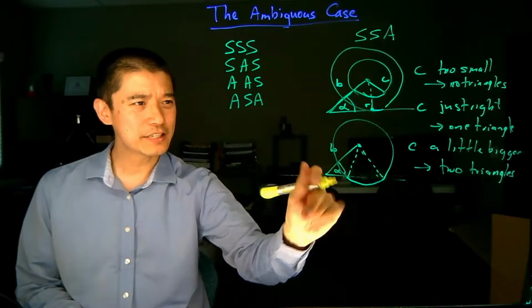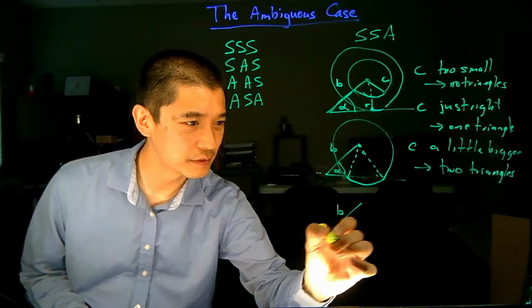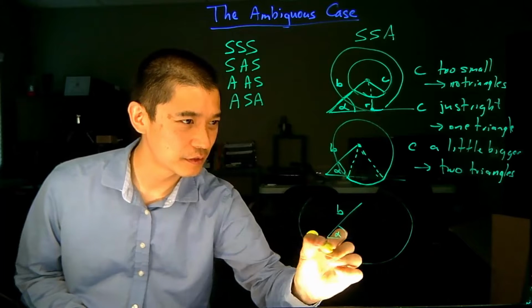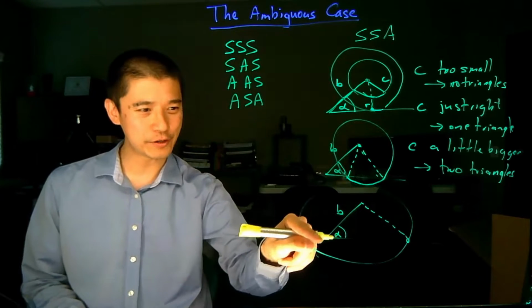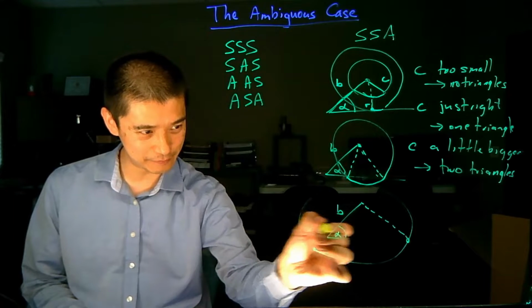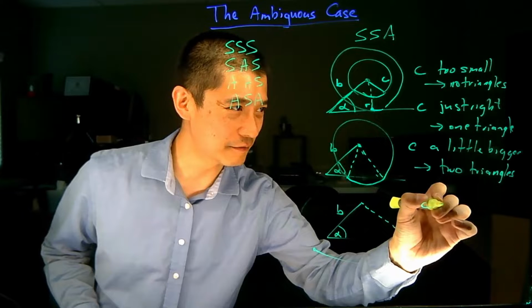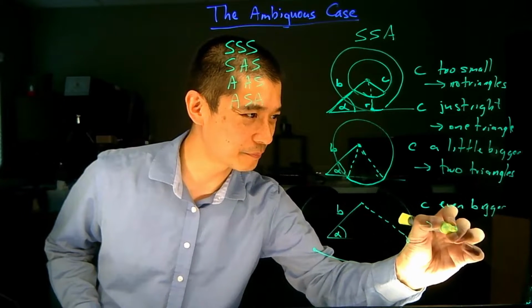And then if we make c longer than b, so that it comes all the way out here, although this looks really terrible, you can see that there's only one triangle, because there's no point on this side over here for this to connect up to. So c even larger is just one triangle again.